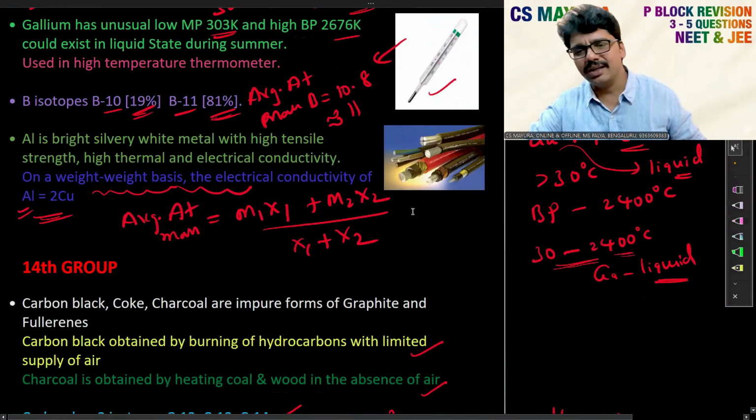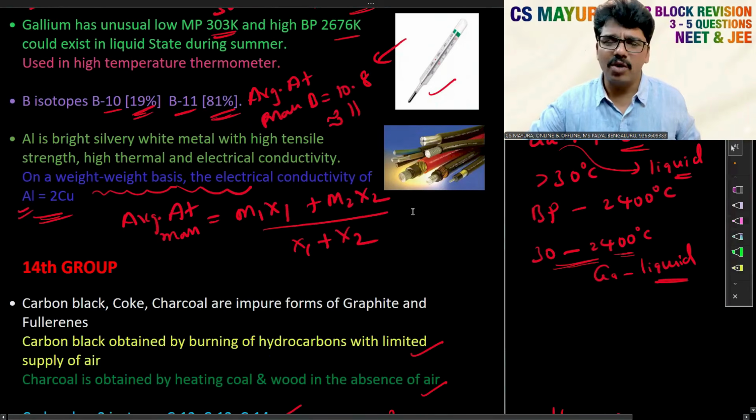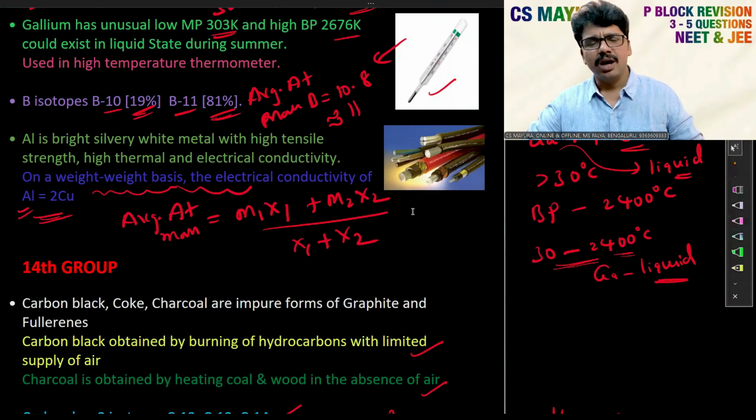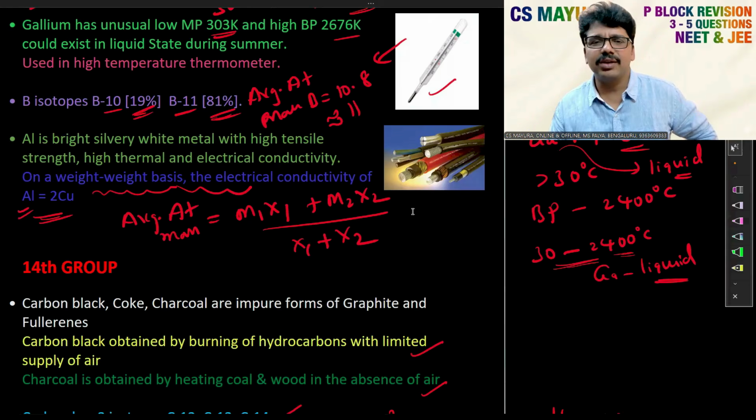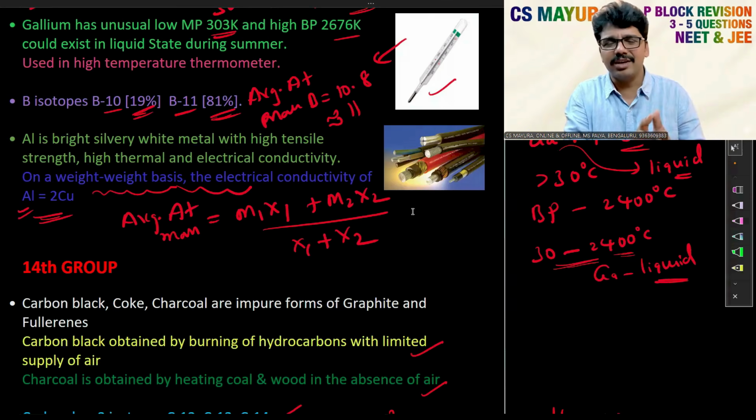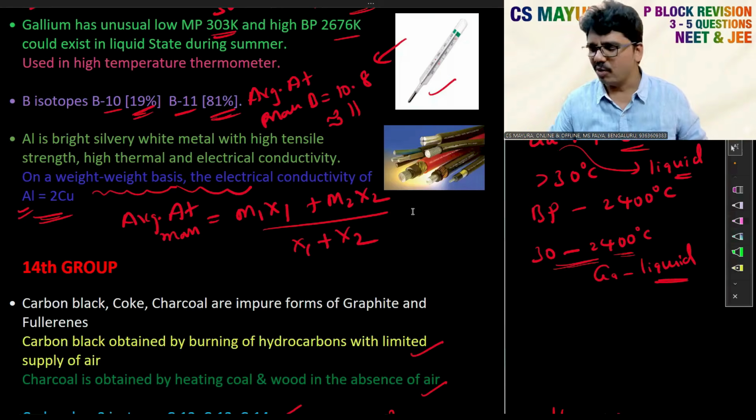It has high thermal and electrical conductivity. Here the most important point from NCERT is that the highest electrical conductivity is for silver. The second highest electrical conductivity is aluminum. And the third highest is copper. Aluminum's electrical conductivity is greater than copper, and in NCERT it was clearly mentioned that the electrical conductivity of aluminum is double that of copper. This is the important point here.